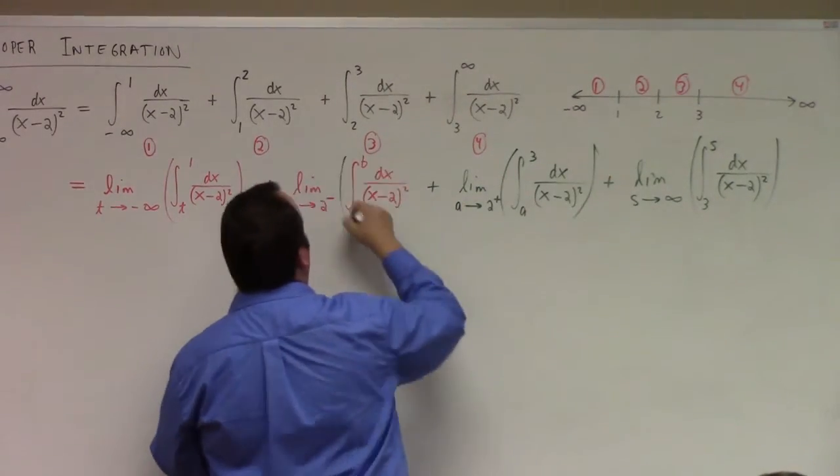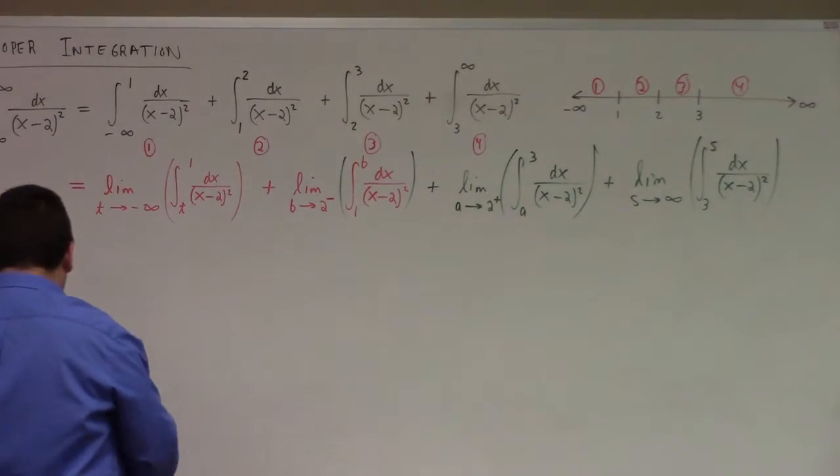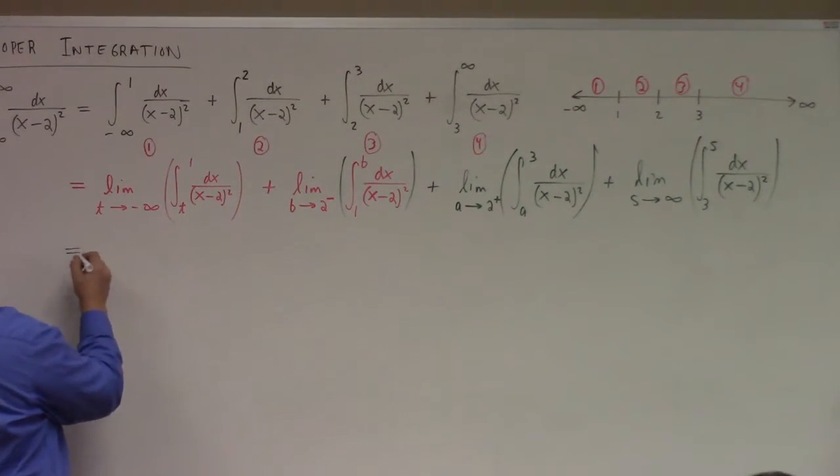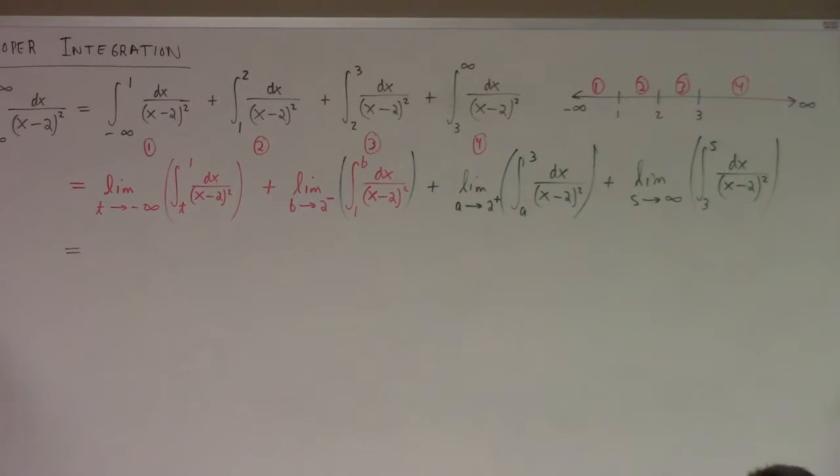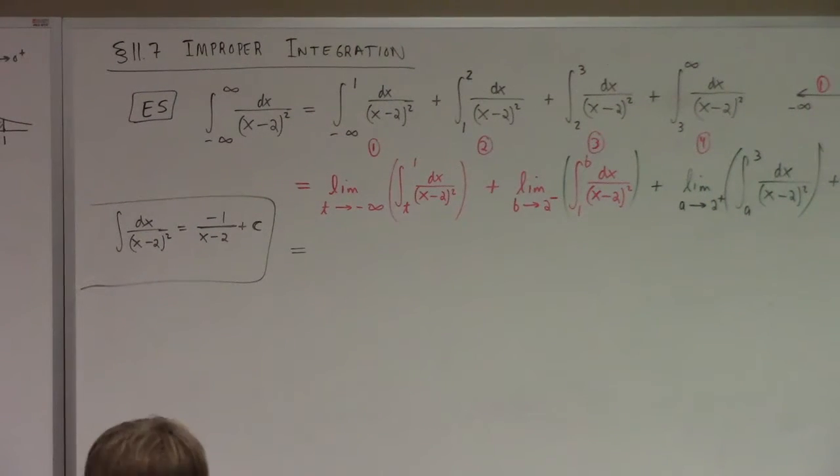Now, what is this integral? What is the integral of dx over (x minus 2) squared anyway? I think it's just minus 1 over (x minus 2), plus a constant, am I right? I mean, that's the antiderivative, is it not? You guys don't know or you don't care? Don't answer yes. It's not allowed.